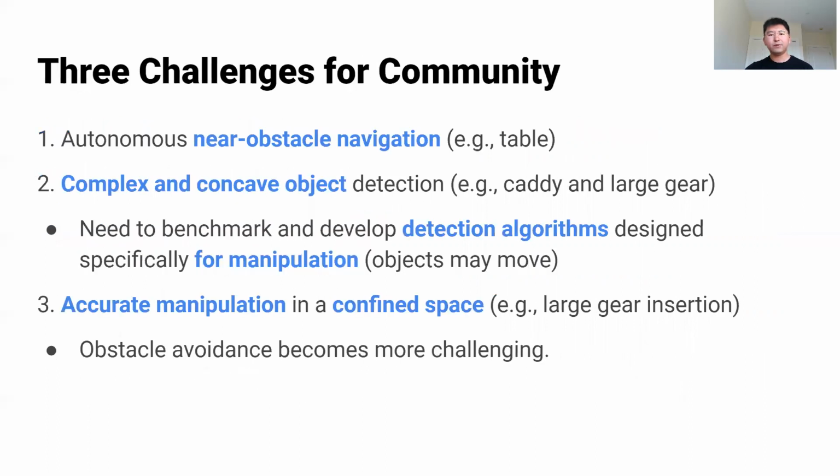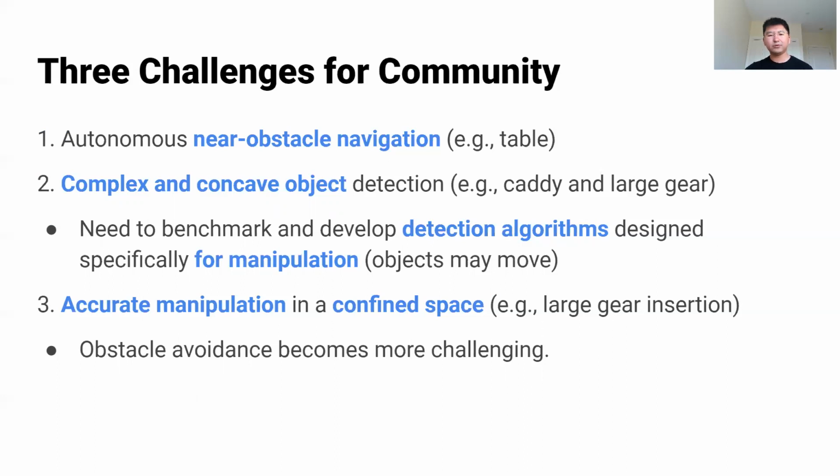To conclude, we summarize 3 challenges remaining for the robotics community. There is autonomous near-object navigation, such as to a table. This is important for tabletop manipulation. We also need to improve the detection for complex and concave objects, such as the caddy and large gear. To achieve this, we need to benchmark and develop algorithms designed specifically for manipulation.